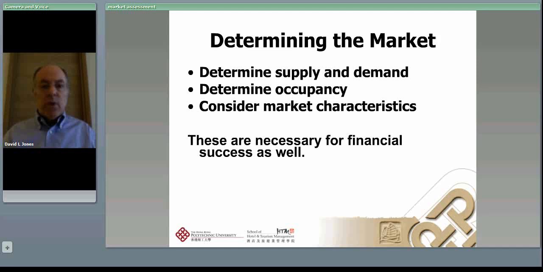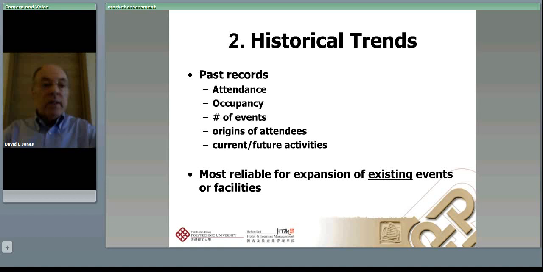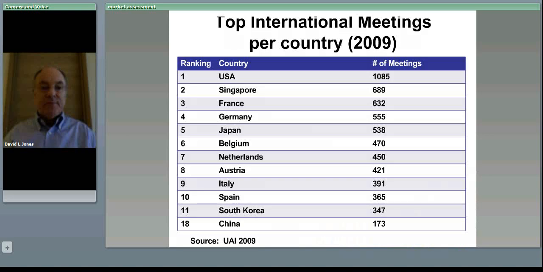So the first of those possible systems is just historical trends. Now this works well when you have an existing facility, looking at past attendance, occupancy, especially if you want to expand, or if you want to build new within a region where there's an older facility that already exists. But if you're building new in a new location, then historical trends may not be quite as relevant to you in the process.